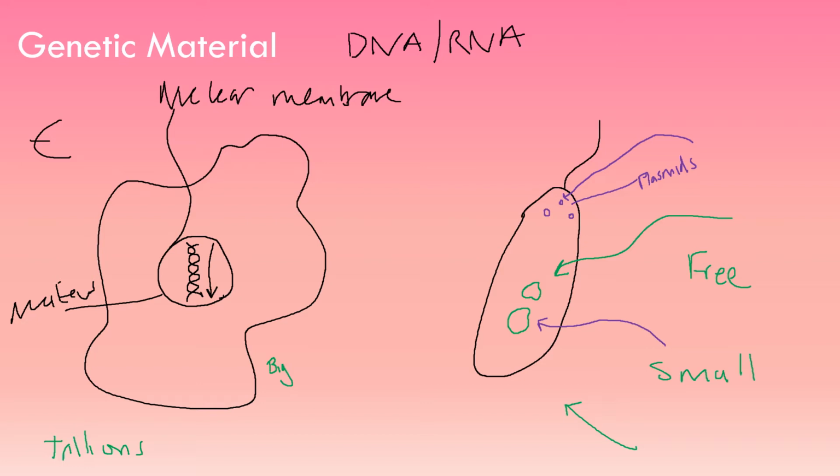So to summarize, the genetic material is generally the same, DNA or RNA, but in a eukaryote it's locked up in a nuclear membrane in a nucleus, whereas a prokaryote is not. The genetic material generally tends to be bigger in eukaryotes and smaller in prokaryotes, and prokaryotes can have genetic material in the form of plasmids, whereas eukaryotes don't.